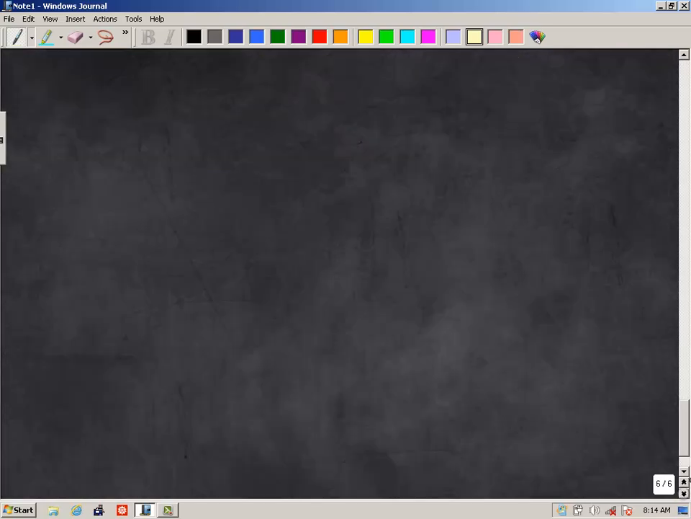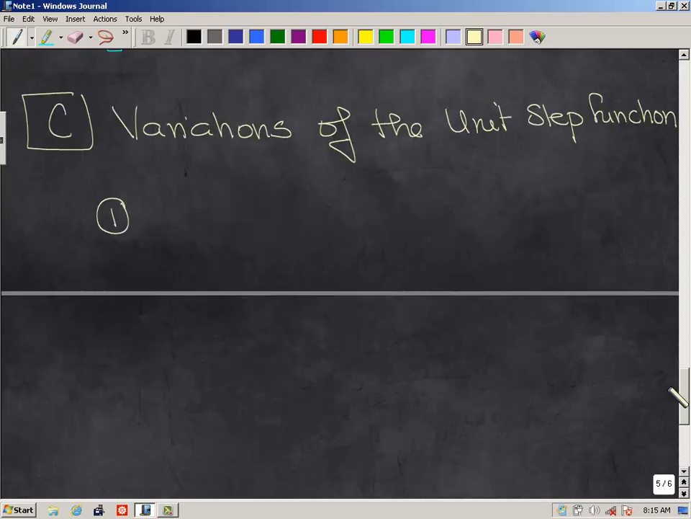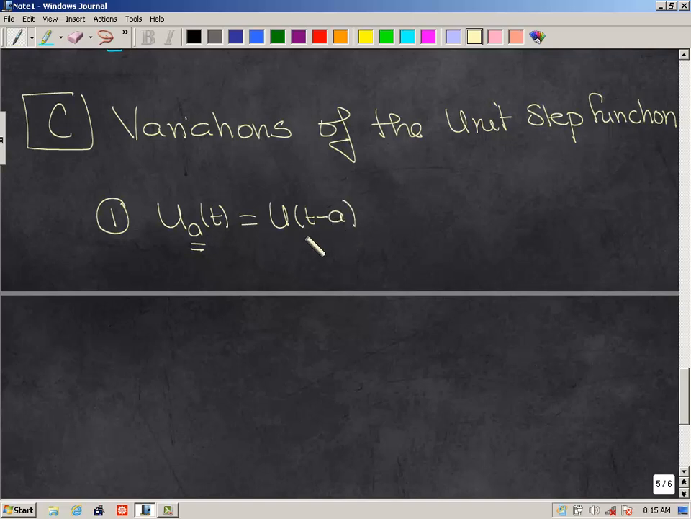The first variation we're going to take a look at is, instead of coming on at 0 like we did out here, what if it comes on at a different value? I'll write it this way: u sub a of t. That means it comes on at a, where a could be any number. Another way to write this is u of t minus a. That means we're just translating this function. Remember, u of t came on at 0. With t minus a, when we do a horizontal shift, negative means we move it to the right. So now it'll come on at a instead of coming on at 0. We're shifting it to the right.